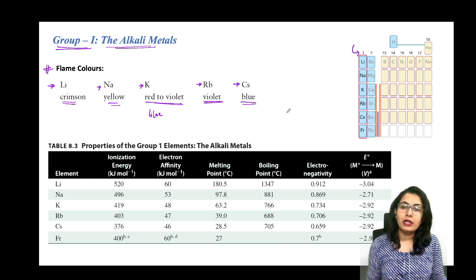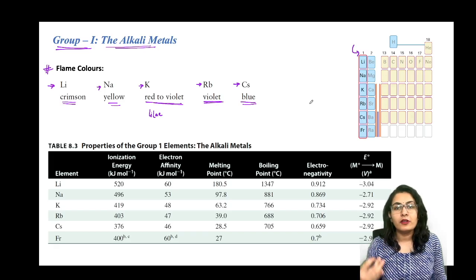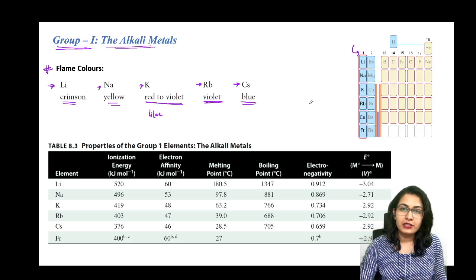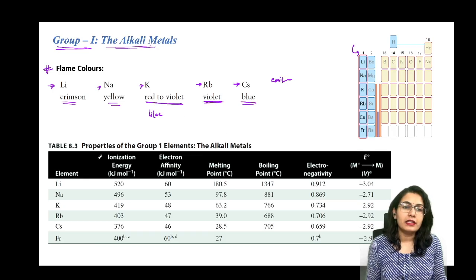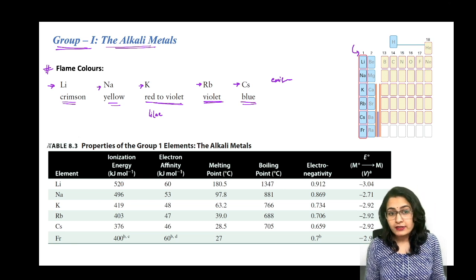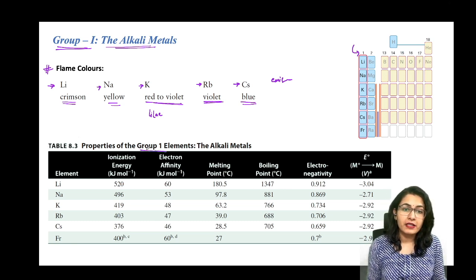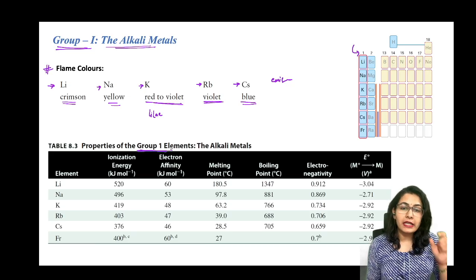Why do they give you colors? Because when the electrons are excited, they gain some energy in the flame, and when they revert back, they are going to give you the emission spectrum. So basically it is because of the emission spectrum that you get the colors. Now we are going to move onwards and see the properties that we have already discussed, but we are going to study the properties individually for the alkali metals.